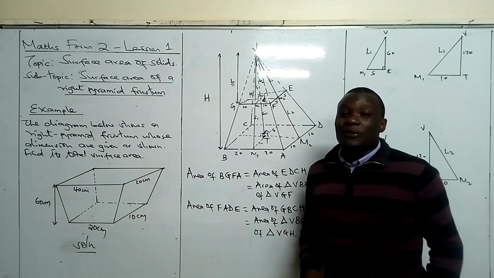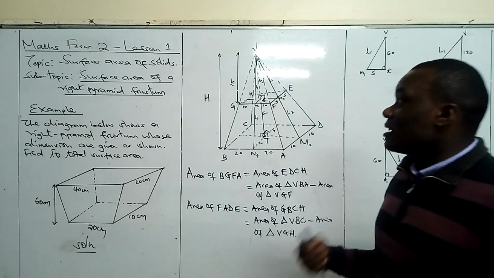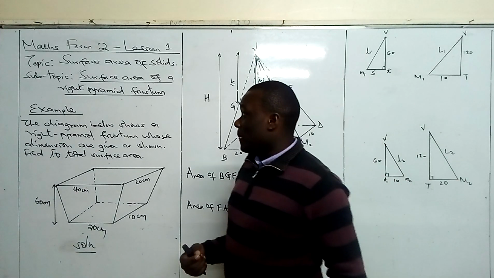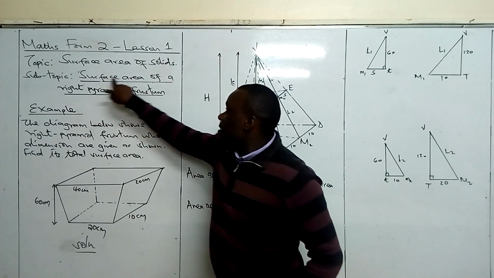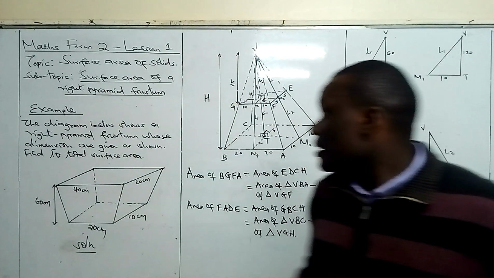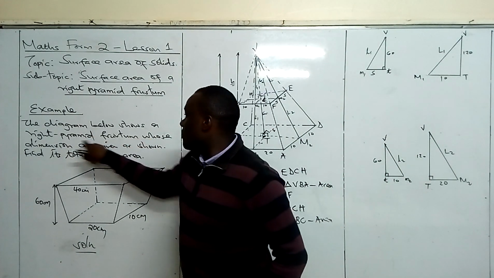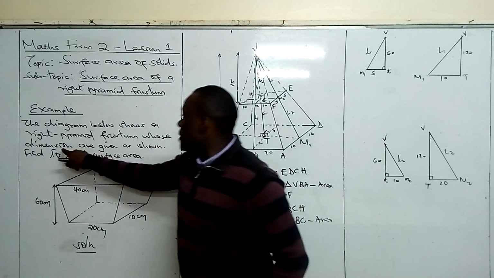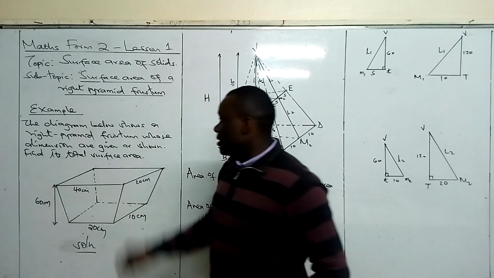Today we are looking at a topic known as surface area of solids, specifically the surface area of a right pyramid cluster. Example: the diagram below shows a right pyramid cluster whose dimensions are given as shown. Find its total surface area.